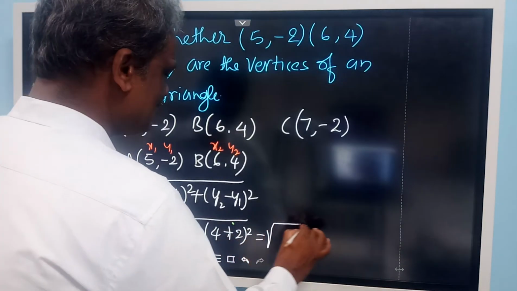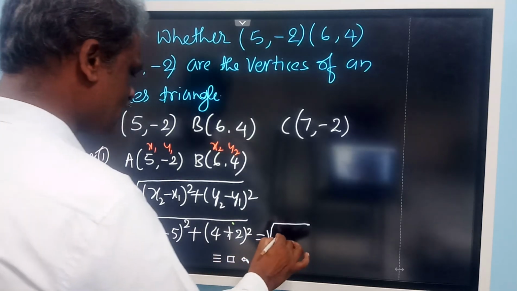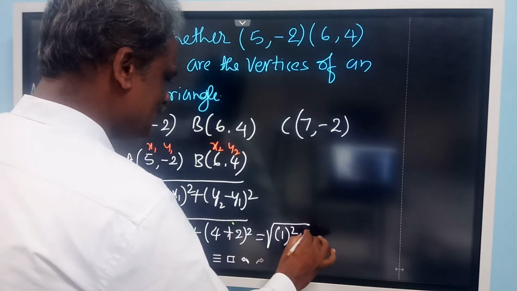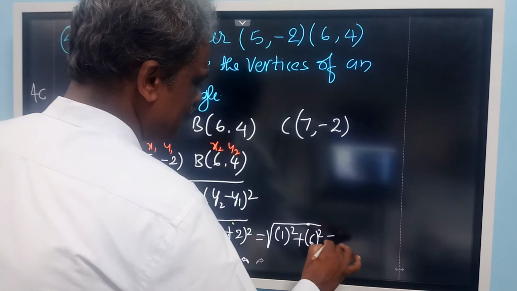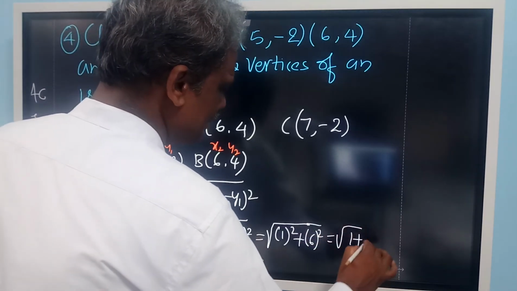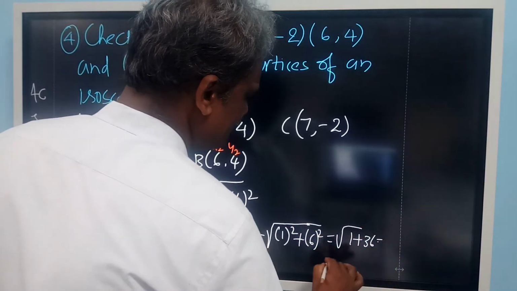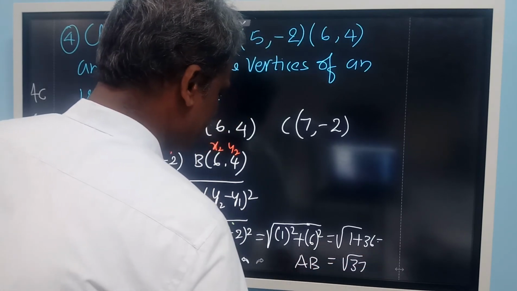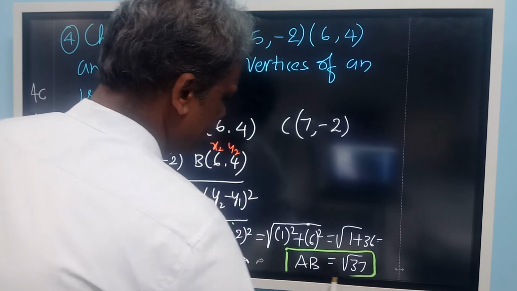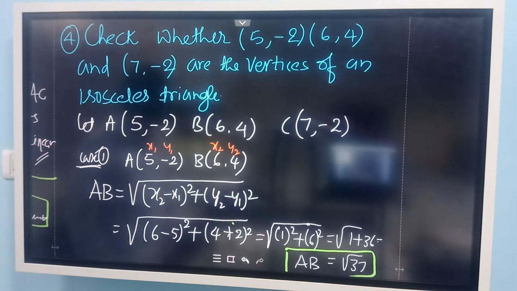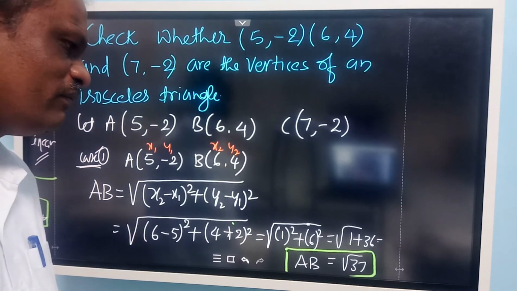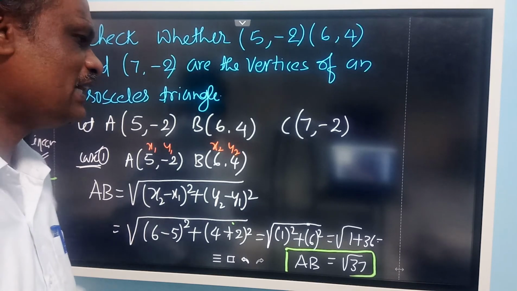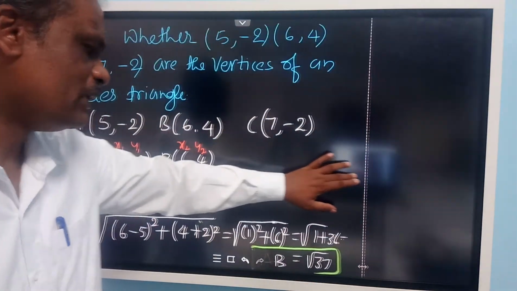Now if you simplify this, 6 minus 5 whole square is 1 square, then this is 6 square. Again this will be root of 1 plus 36, that is root 37. So this is AB. We got the distance between A and B, root 37 units. You cannot factorize this, you cannot take any factor outside the square root.